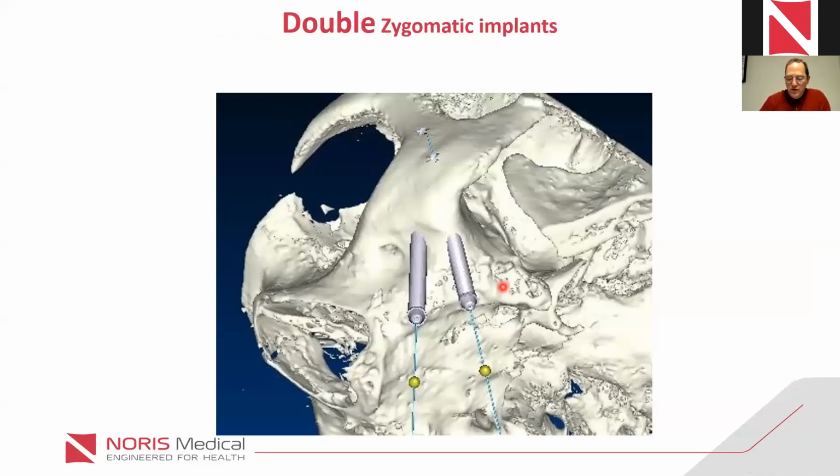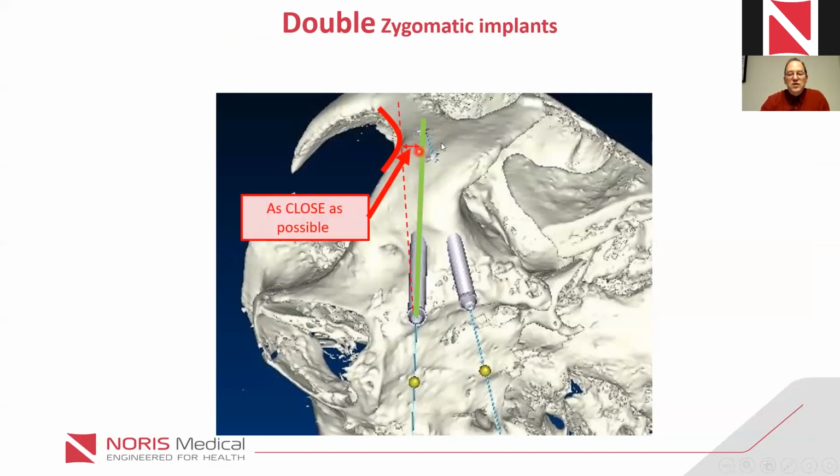Okay, so if we are talking about double zygoma, we need to define the orbital angle for the anterior implant. Again, there is orbital alert. Now, because we need to leave enough space for the posterior implant, we need to try to bring the apex of the anterior implant as close as possible to the orbit, without perforating the orbit, of course. And we need to check this distance.